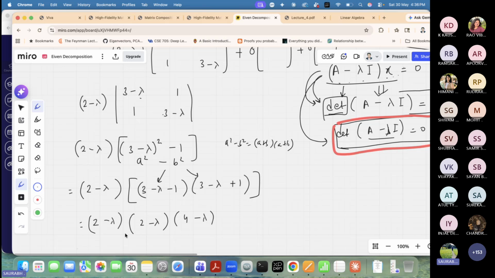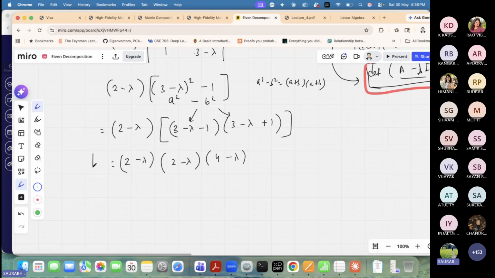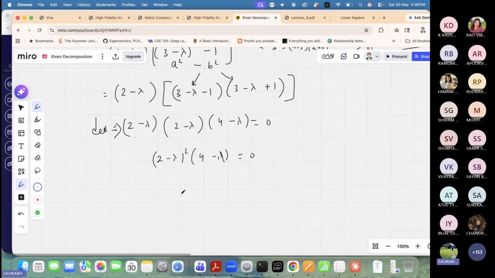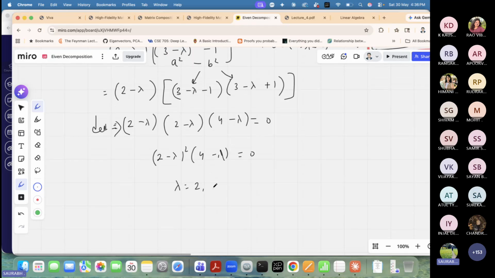Now, this is the determinant that you have. We'll have to say the determinant is equal to 0, which means 2 minus lambda squared into 4 minus lambda equals 0. Hence, the only values of lambda are 2 and 4. These are your eigenvalues. Good? So will 2 be plus or minus 2, or only 2? Only 2. You'll get only 2.